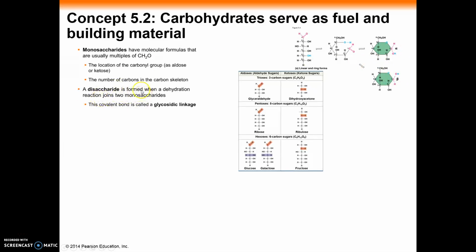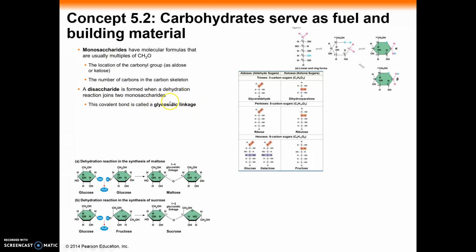Disaccharides are formed when we take two of these monosaccharides and link them together with something called a glycosidic linkage. That is a dehydration reaction. And consequently, these are broken by a hydrolytic reaction, right? Which is the opposite of a dehydration reaction. Here we have maltose, which is a combination of glucose-glucose. Here we have sucrose, which is glucose and fructose.